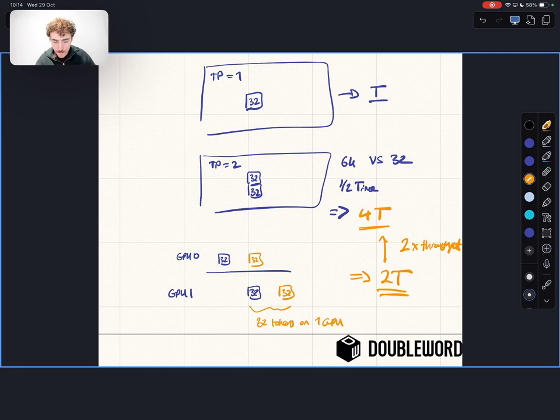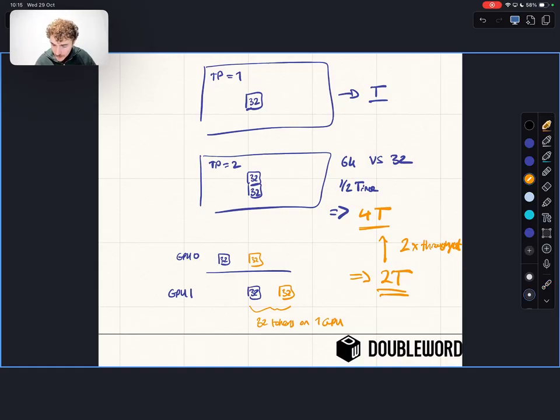Now, if you're doing very prefill heavy workloads, very long input context lengths, these two become closer together. They sort of approach the same throughput. So it's worth noting that for certain workloads, this isn't the case. So this makes it look like tensor parallelism is sort of strictly better.